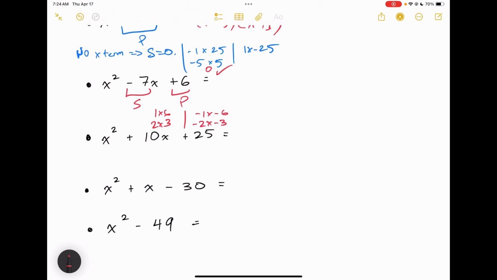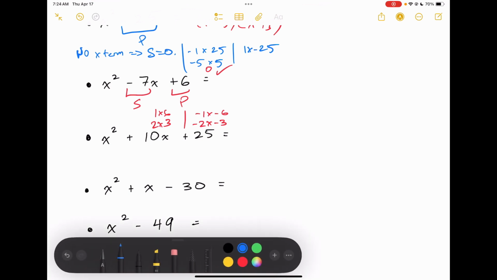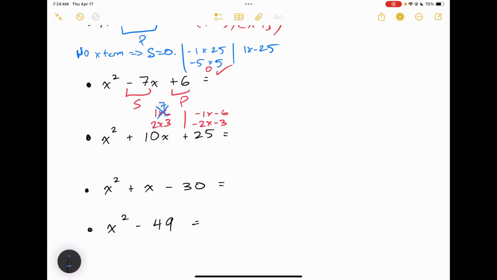Let's start summing them up and seeing which one will give us negative 7. 1 plus 6 is 7, so no. That one is the inverse of what we saw before for the s. So let's try the opposite one. Negative 1 and negative 6. That's negative 7. That one works. So open up parentheses, x minus 1 into x minus 6.